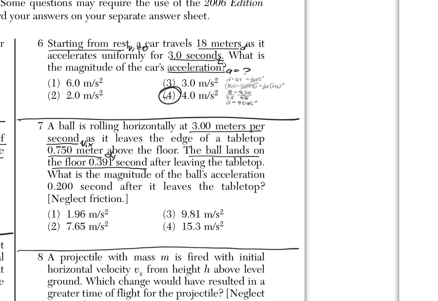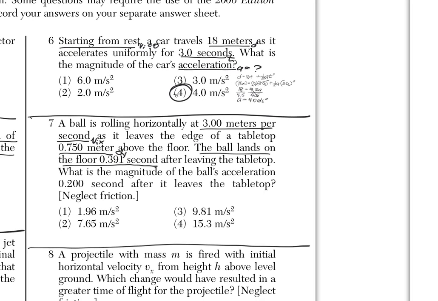So the time in the air is 0.391 seconds. That's time. And it says, what is the acceleration? All right, wait a second. So the time in the air is 0.391 seconds. It says it lands on the floor. So time in the air. What is the acceleration 0.2 seconds after it leaves the tabletop?